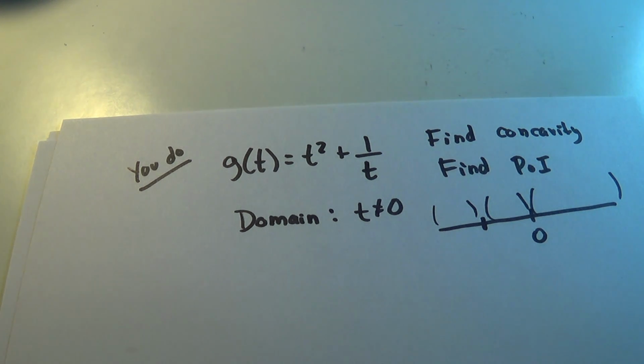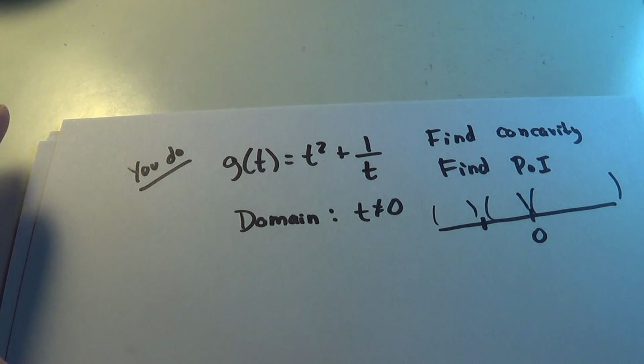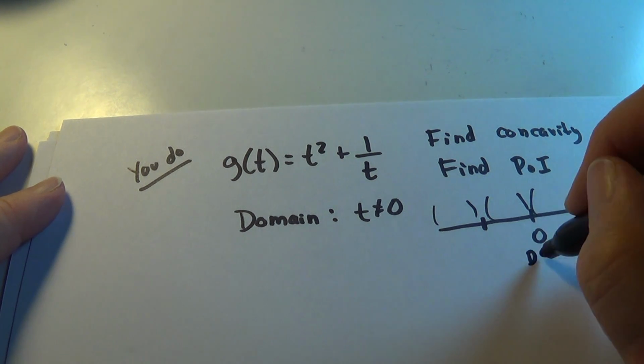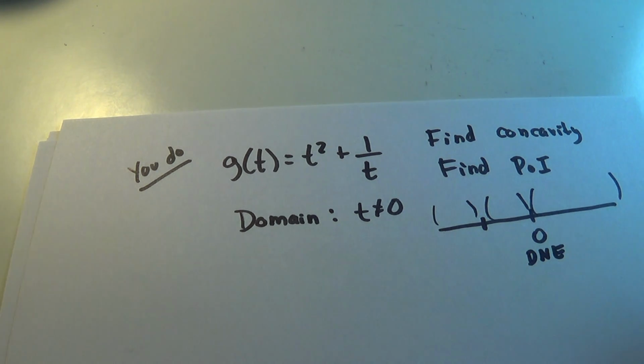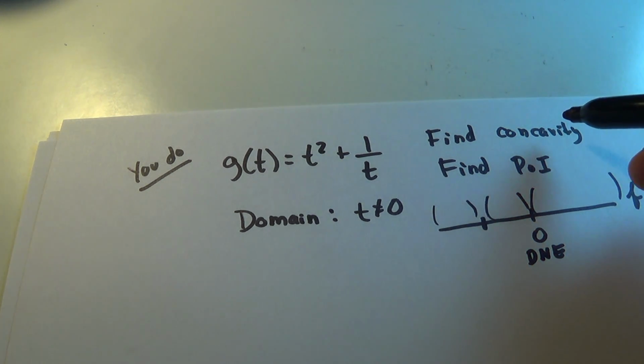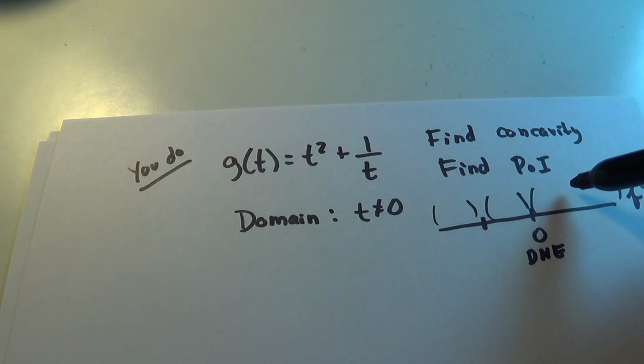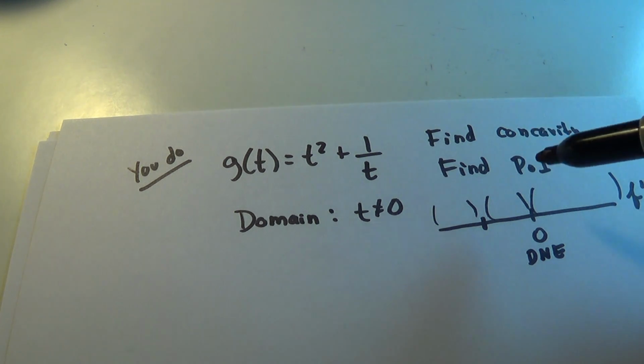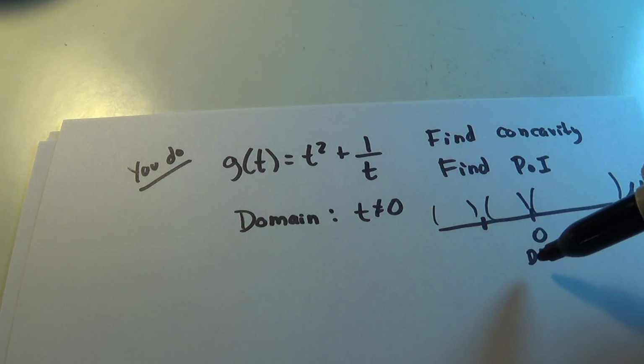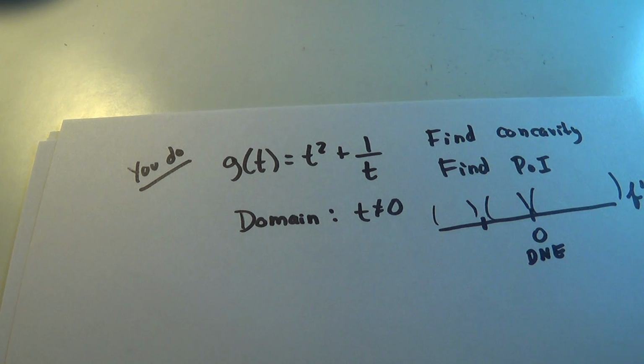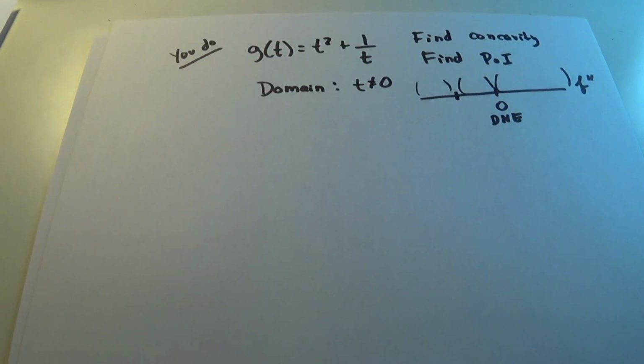So you're looking for points of inflection. However, because it does not exist here, the second derivative does not exist. Remember, I'm saying we found the second derivative. That means since we're looking for concavity, you'll test these intervals for concavity, but this will not be a point of inflection. All right, so I'll just give you a heads up on that. So use the domain in that way and see what you come up with.